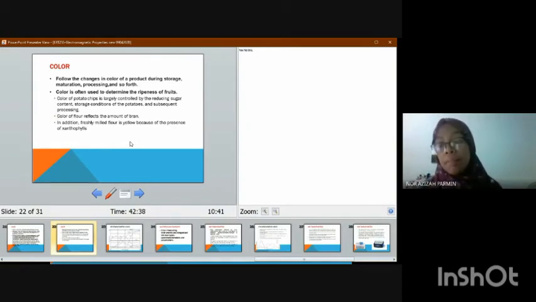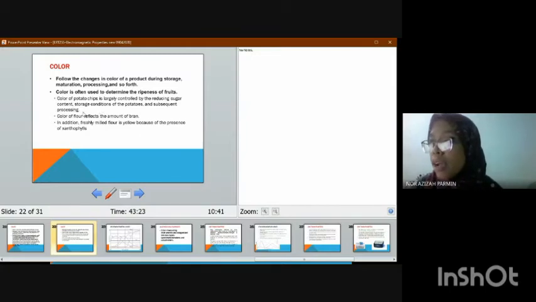Biasanya kalau dah sampai tempat yang jual baru dia boleh masak. So dia ada prolong. So kita kena guna chemical juga untuk melambatkan proses masak, the maturation. So color is often used to determine the ripeness of fruit. Usually this is a kind of problem for tomato actually. Tomato kan cepat kan ripeness dia kan. So dia cepat lembik dan dia cepat degrade. So that's the problem including to pasarkan, to market this kind of product.